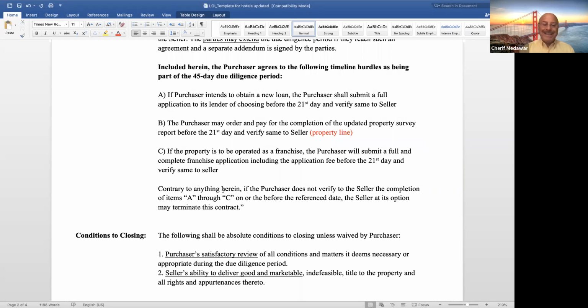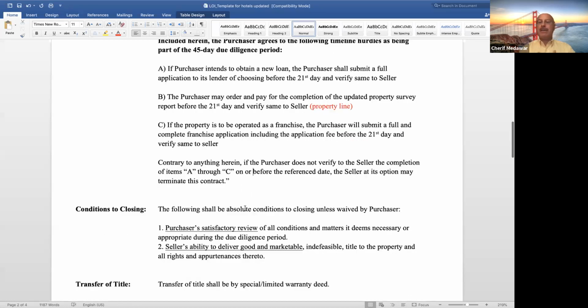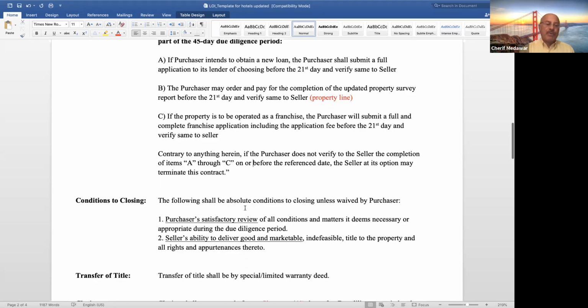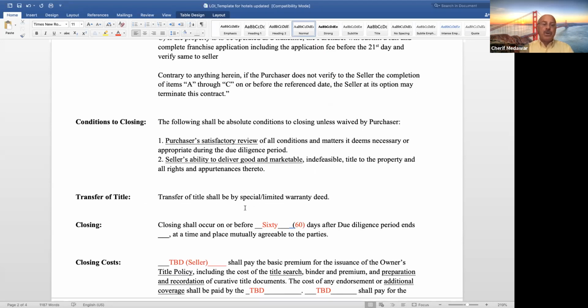Contrary to anything herein, if the purchaser does not verify to the seller the completion of items A through C on or before the reference date, the seller at its option may terminate this contract. So if I'm not complying as a purchaser, the seller can say, listen, don't waste my time, I'm moving on. Conditions to closing. The following shall be absolute conditions to closing unless waived by purchaser.